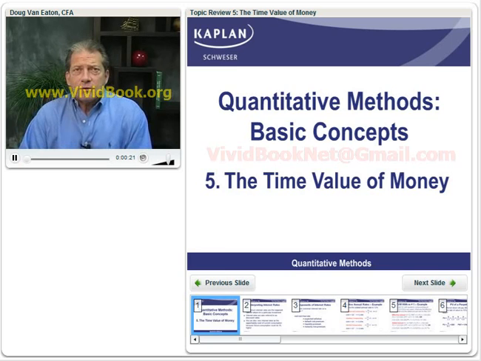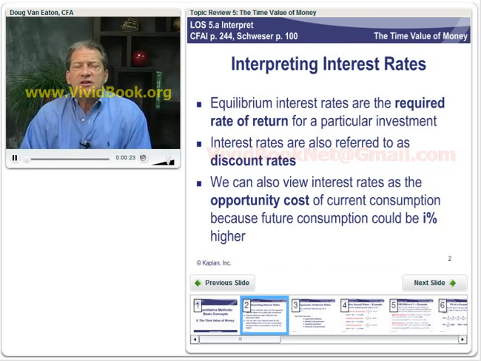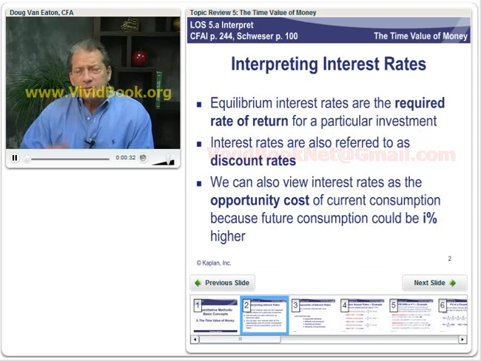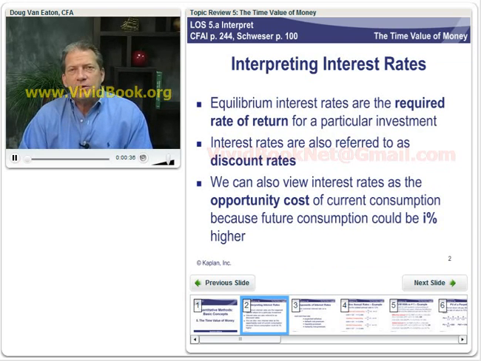Our first learning outcome statement here, though, has to do with the interpretation of interest rates. What do we mean by that? Well, equilibrium interest rates are the required rate of return for a particular investment. So the price that an investment trades at in the marketplace in equilibrium is going to determine the rate of return on that, or at least the expected rate of return. Interest rates are also referred to as discount rates, and that's what we'll be talking about a lot in this segment, is how to discount future cash flows to get their present value equivalents.